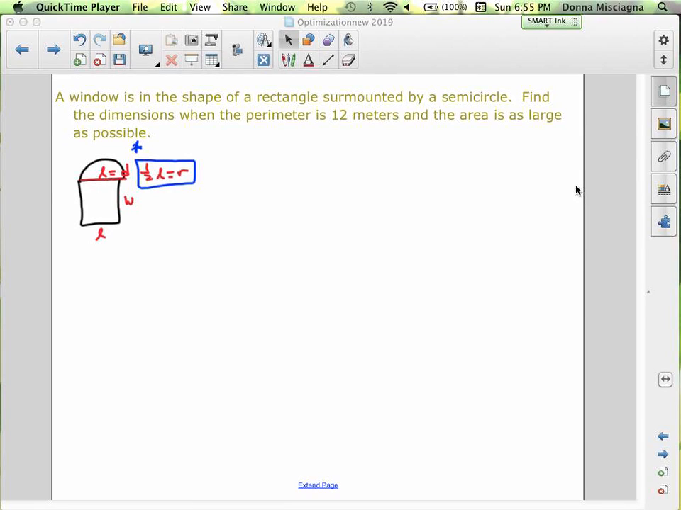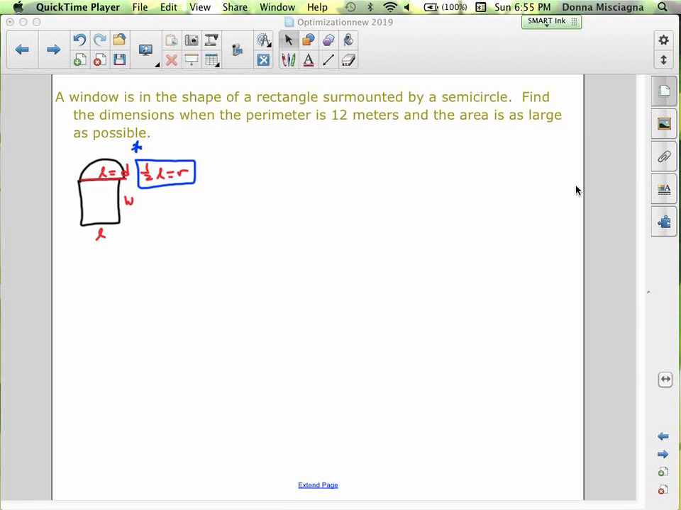Welcome to the next optimization problem. So this one's in your notes. A window is in the shape of a rectangle surmounted by a semicircle. That just means a rectangle with a semicircle on top. Find the dimensions when the perimeter is 12 meters and the area is as large as possible.